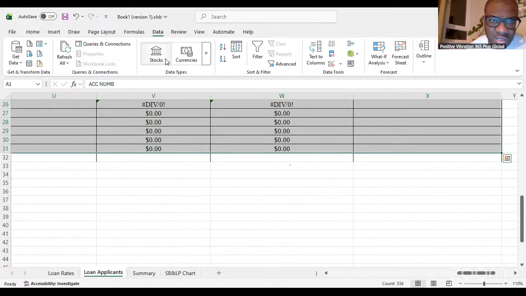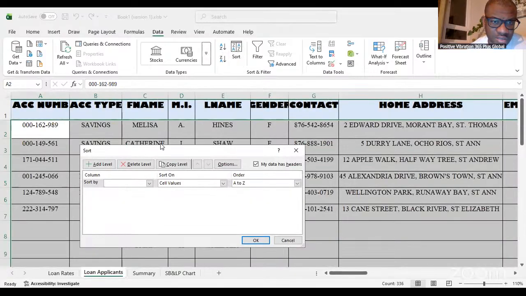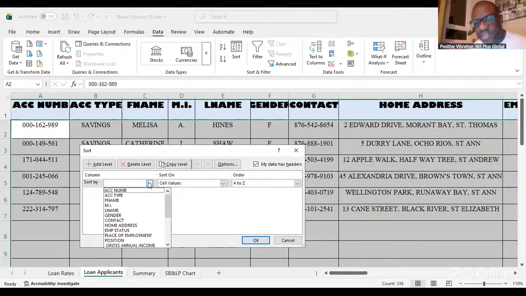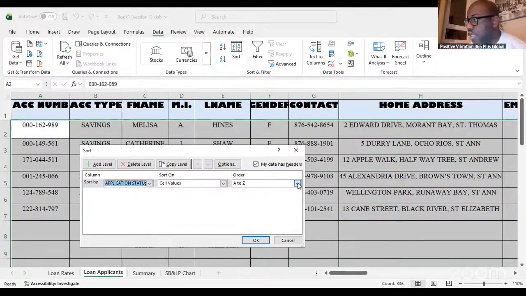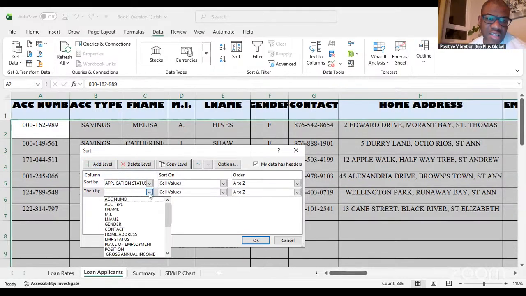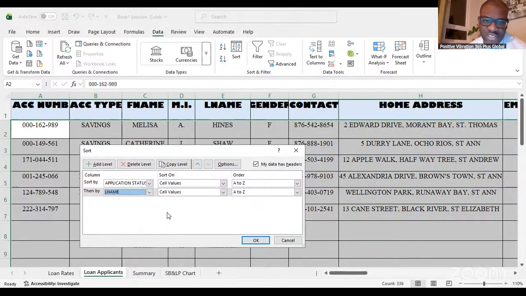So click on data, click on sort. Let's see it now. So now they say you are going to sort the table by application status. So you look for application status, in ascending order. But then they say by last name as a secondary key. To do that, you click add level here, and then you do by last name as the secondary key. Once you have done that, you click on OK.